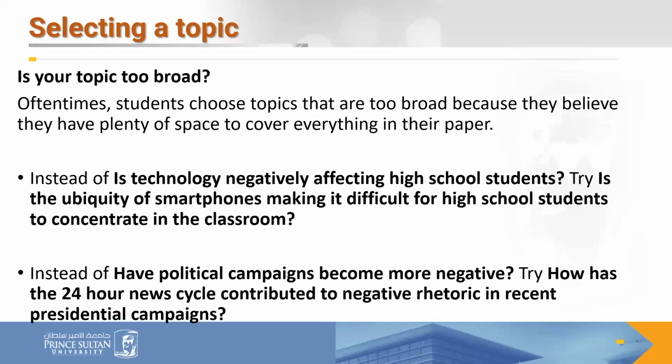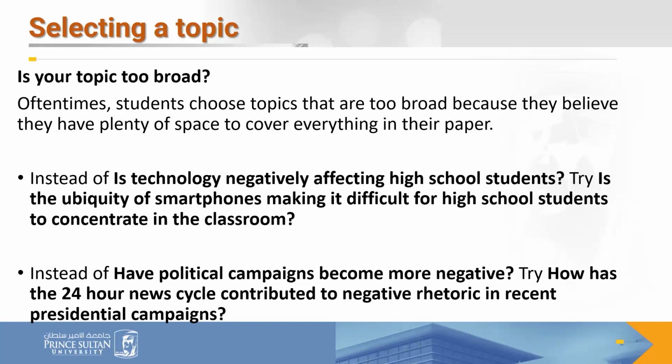So, if you have a topic that is too broad, try to narrow it down. If you look at the first example, this is a very broad topic. Is technology negatively affecting high school students? What do you mean by technology? This is too broad. And what do you mean by affecting high school students? I might try to narrow it down by saying, is the ubiquity of smartphones making it difficult for high school students to concentrate in the classroom? So instead of talking about technology in general, I'll make it smartphones. And instead of being vague, affecting high school students, I will just talk about their ability to concentrate.